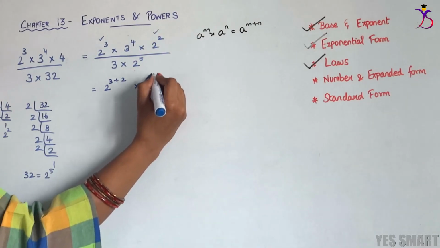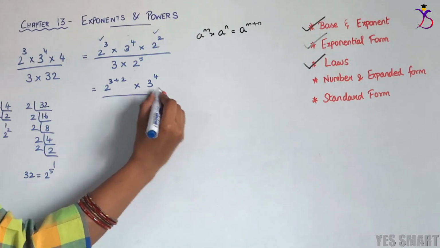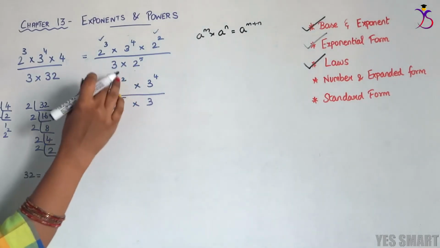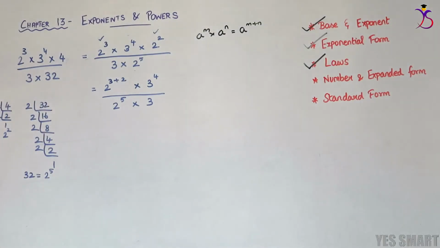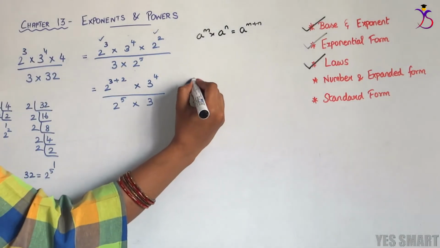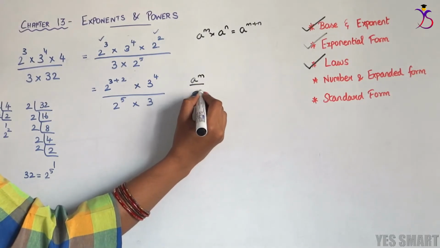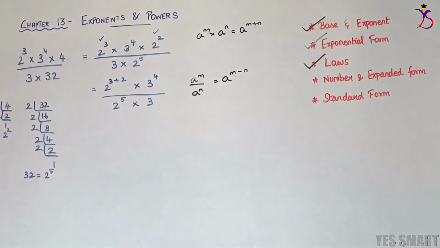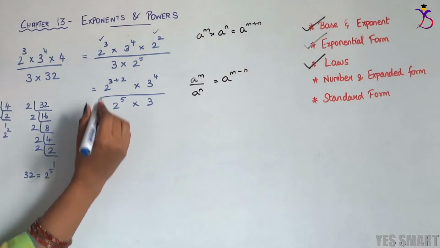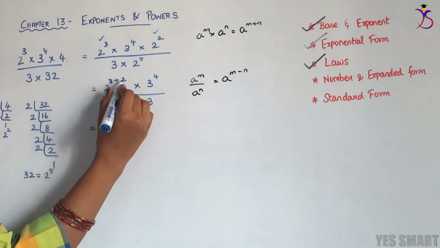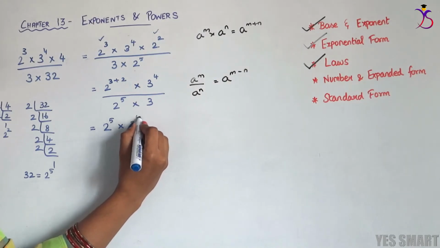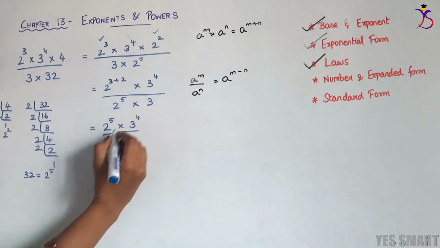We can keep it as it is, divided by... We can rearrange and write the denominator 2 to the power of 5 first into 3. We knew a quotient rule: a power m divided by a power n equals a power m minus n. If the bases are the same and it is a numerator and denominator, the powers can be subtracted. Now 2 to the power of 5, because 3 plus 2 is 5, into 3 to the power of 4, divided by 2 to the power of 5 into 3.